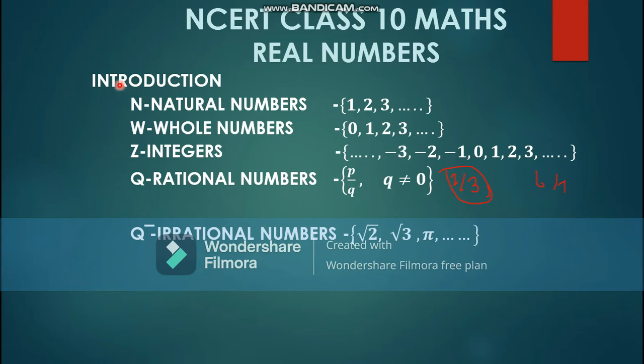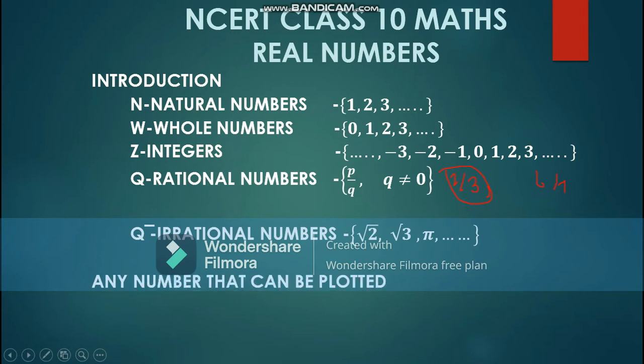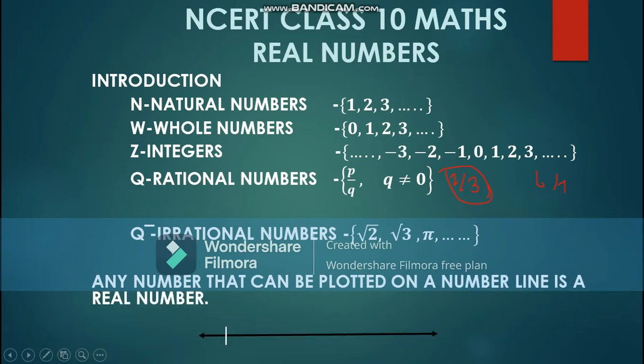So what is a real number? All these 5 types of numbers come under real numbers. Real numbers are natural numbers plus whole numbers plus integers plus rational numbers plus irrational numbers. So we can easily say that any number that can be plotted on a number line is a real number. If we take a number line and I am able to plot points, then it comes under real numbers.